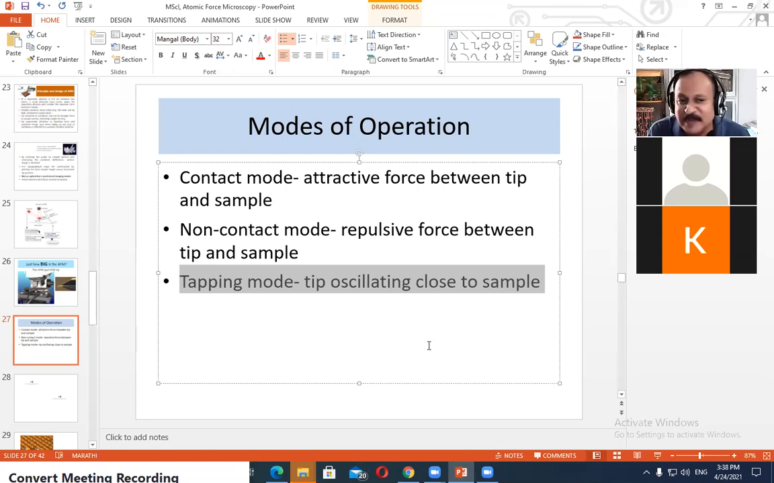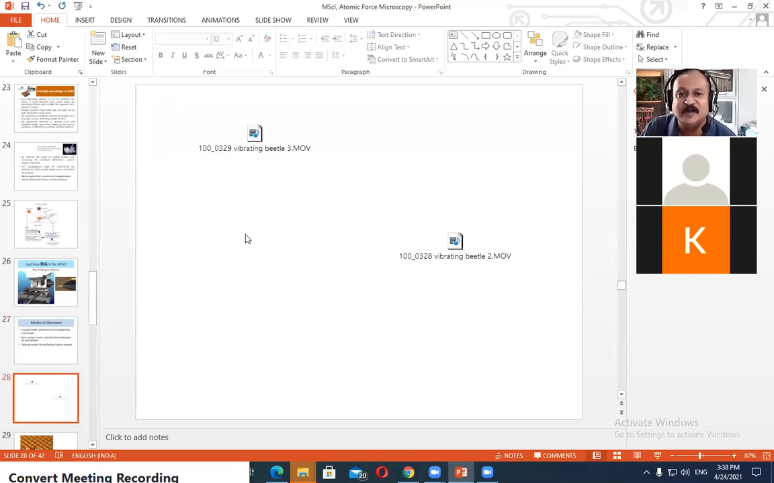And why it is oscillating, the reason is very interesting. I'll try to show it here in the form of an animation, a small video clip. There are in fact two clips which I have taken at my own house. And with that example, I'll try to tell you about the oscillating probe.